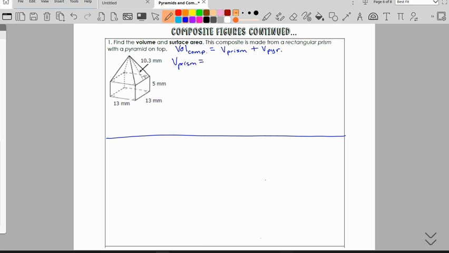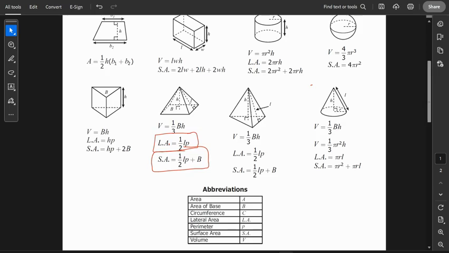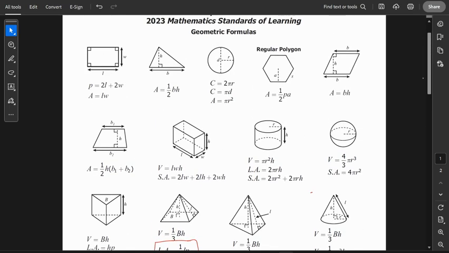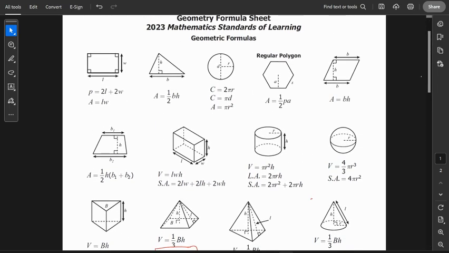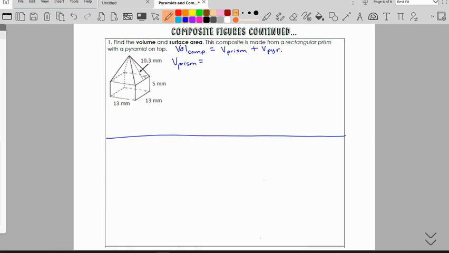If I go to my formula sheet and look for volume of the prism, it's going to be length times width times height for a rectangular prism. Now this is just of the prism. I'm going to call this my length, this my width, and this my height of my prism. It doesn't matter which one I label as which, but once I label it, I have to be consistent.